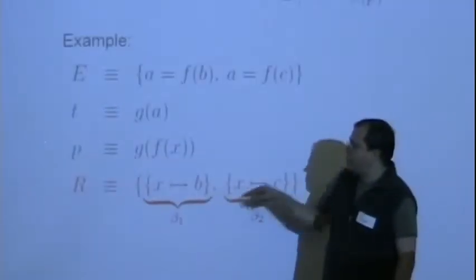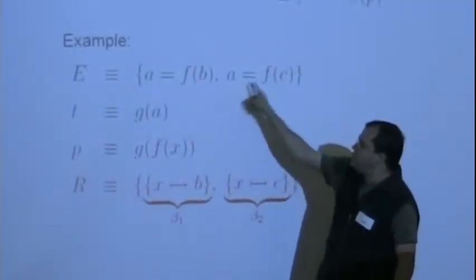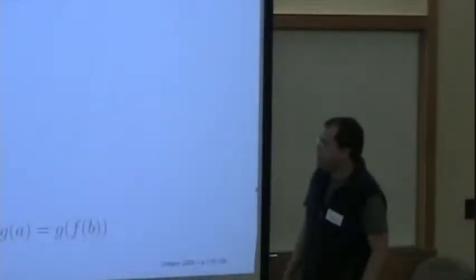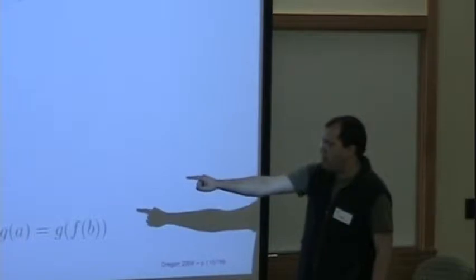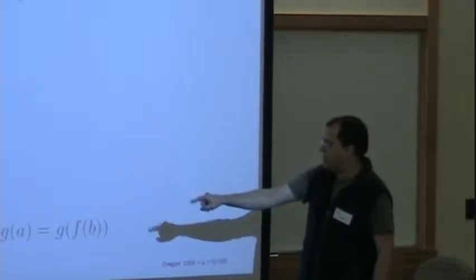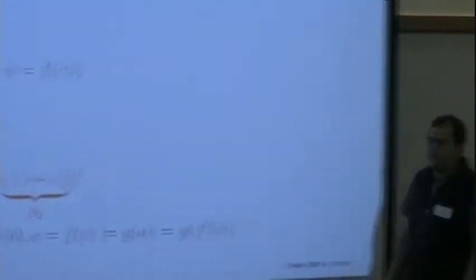Here is another important point of matching. The solution: there is no single solution. You can have several solutions, right? Actually, in matching, you can have an exponential number of solutions. Basically, I'm saying here that substituting x with b or c, you can match these two terms modulo these equalities, right? This is easy to see because a equals f of b and a equals f of c is going to imply that g of a equals g of f of b, right?